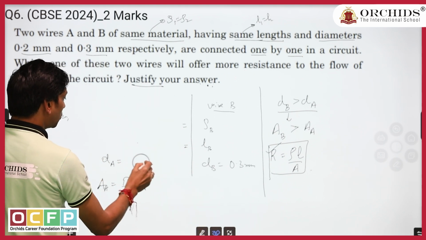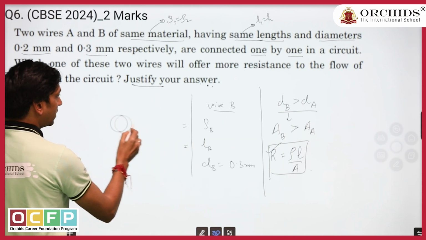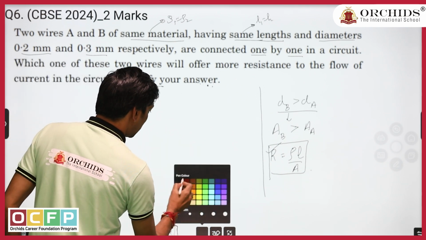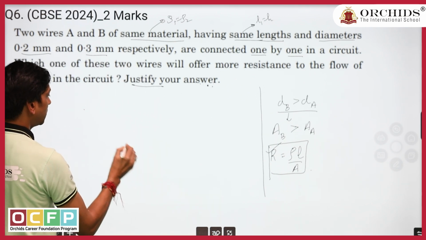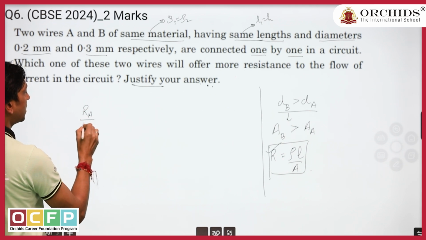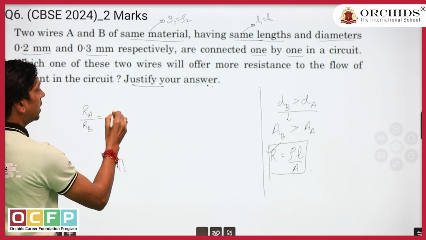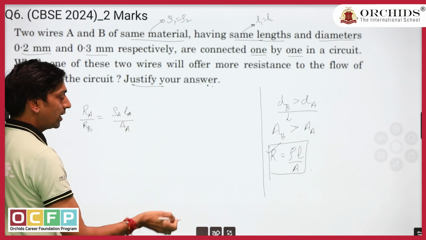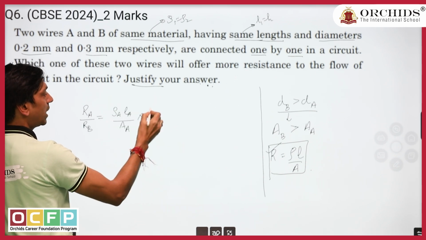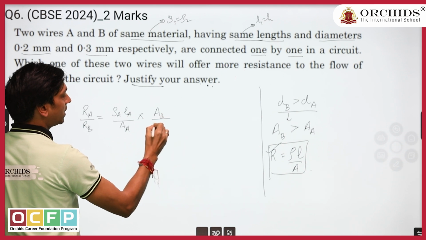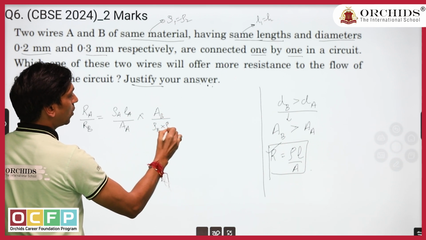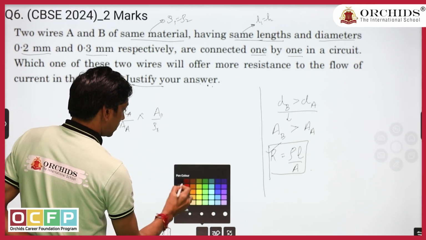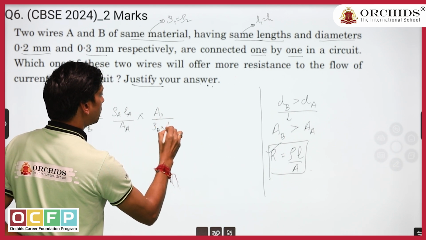We can calculate now the ratio of the resistance of both the wires. So if I calculate the ratio of the resistance of both the wires, what I'll get from there? I'll get resistance R1 or resistance of wire A divided by resistance of wire B is equal to resistivity of wire A, length of wire A divided by cross-sectional area of wire A, and you know that when we take the ratio, multiply by cross-sectional area of wire B divided by resistivity of wire B into length of wire B.